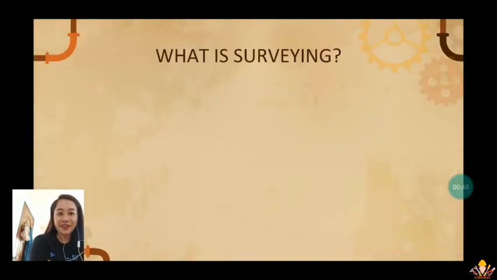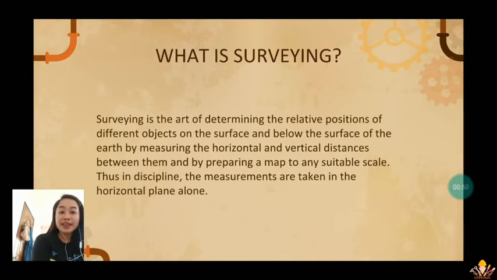What is surveying? So surveying is the art of determining the relative positions of different objects on the surface and below the surface of the earth by measuring the horizontal and vertical distances between them and by preparing a map to any suitable scale. Thus, in discipline, the measurements are taken in the horizontal plane alone.